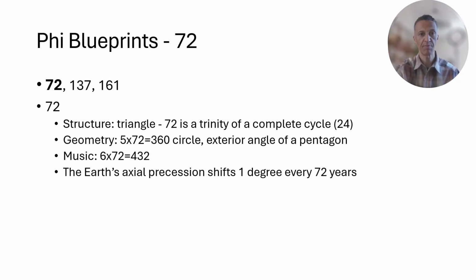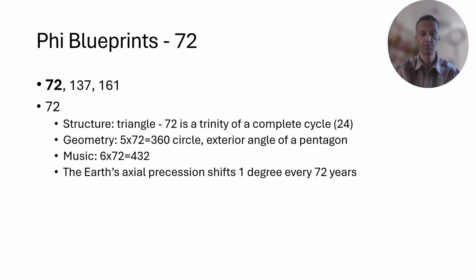Just to reiterate a little bit about these three blueprints, the 72 for me is related to structure, in this case a triangle. 72 is a trinity of a complete cycle, so a cycle being a circle, and so we have three circles forming a triangle. That is a very stable structure. It's also related to geometry in general. 5 times 72 equals 360 degrees for a circle. And 72 is also the exterior angle of a pentagon.